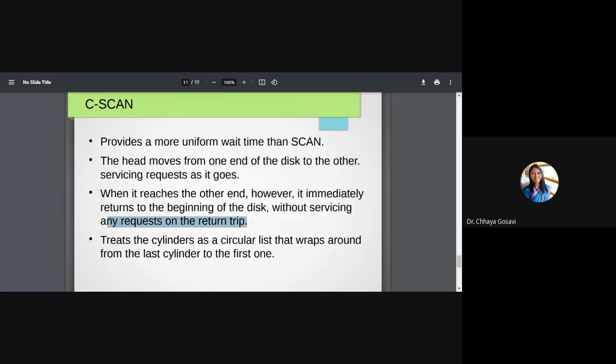on the return trip. So it treats the cylinder as a circular list that wraps around from the last cylinder to the first cylinder. So assume that all the cylinders are in the form of a circular list. So it is always easy to travel from the last cylinder to the first cylinder, and then serve the requests in only one direction.